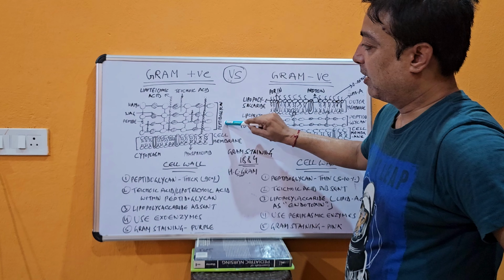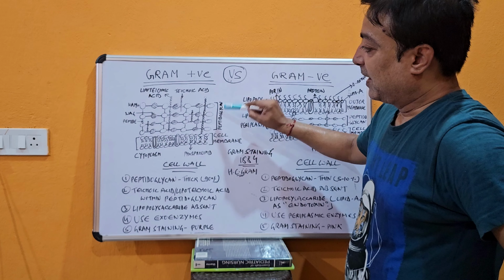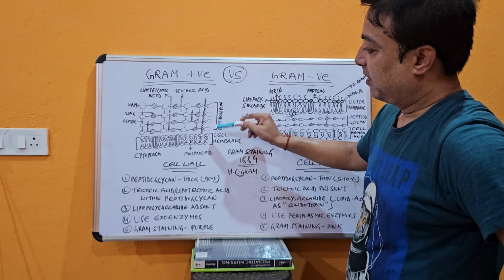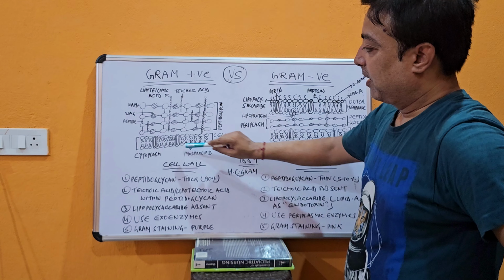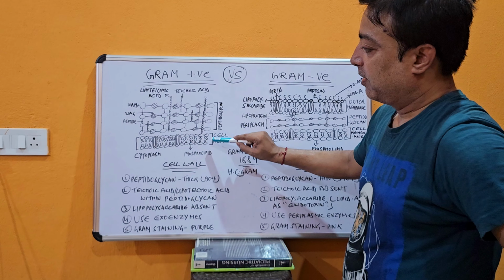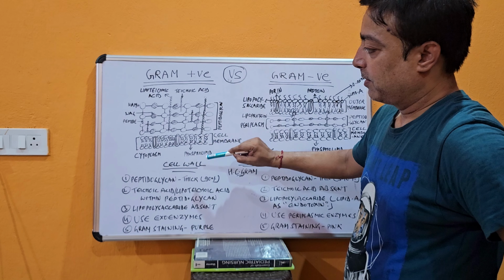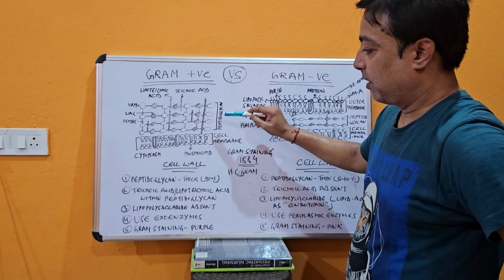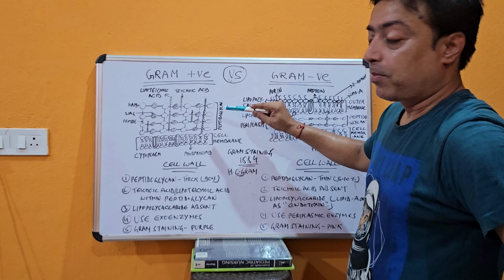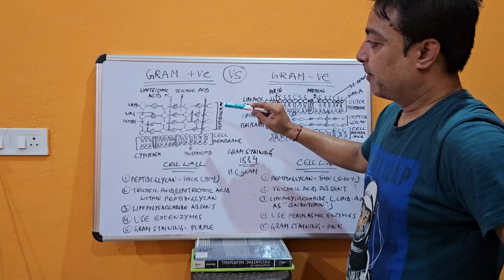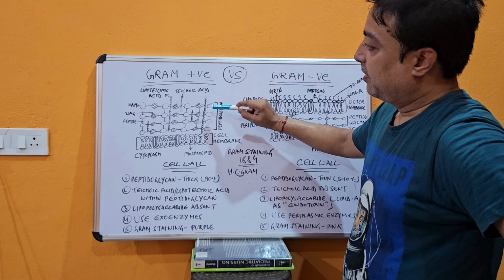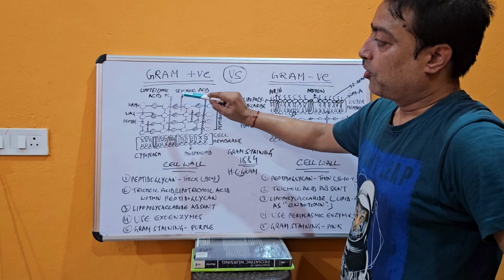This peptidoglycan layer is a thick layer in gram positive bacteria, and after the peptidoglycan there is the inner cell membrane layer, made up of phospholipid, just adjacent to the cytoplasm. So phospholipid, then a thick layer of peptidoglycan, which is about 80 to 90% of the gram positive cell wall, and embedded in this peptidoglycan layer are teichoic acid and lipoteichoic acid.